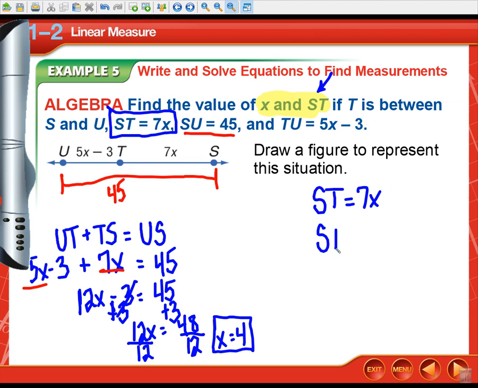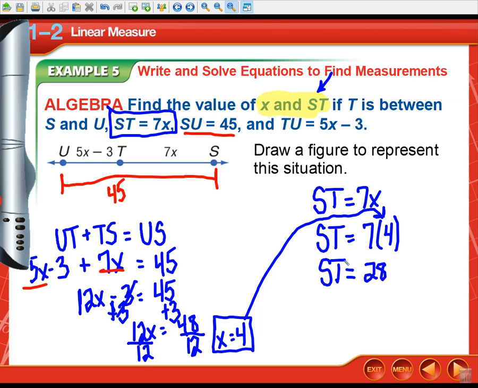All we have left to do is plug in our x is equal to 4. So we're going to plug in that 4. I'm going to draw an arrow here just for anybody that got lost along the ride. Okay, that's where we found that 4. And our final answer is going to be ST is equal to 28.